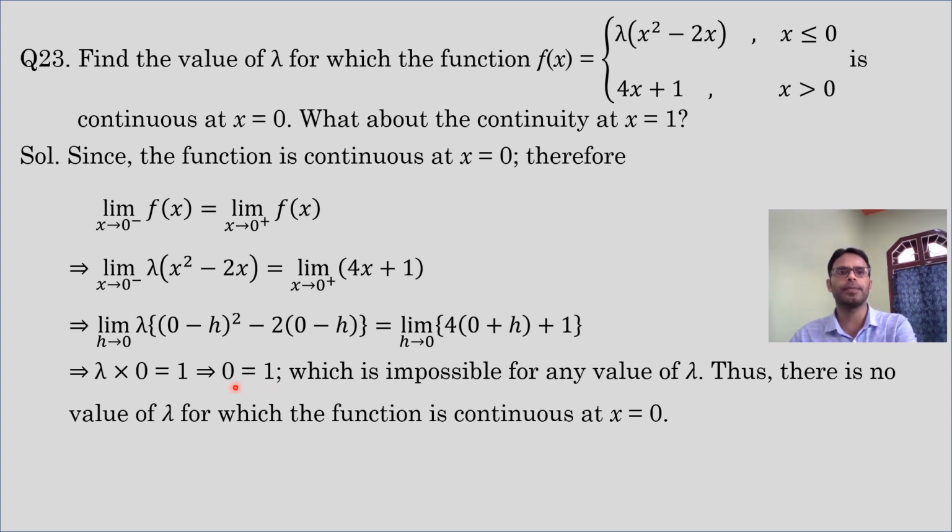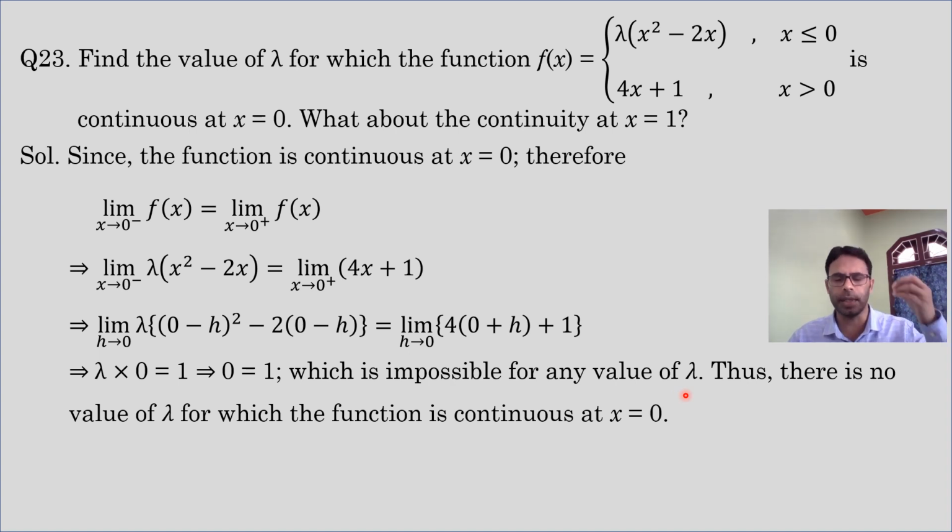Similarly, if you take lambda equal to 2, then the final line will be 2 into 0 is equal to 1, and then 0 is equal to 1. So whatever value you take for lambda, in all cases you will get 0 equal to 1, which is not possible in any case. That means there is no such value of lambda for which this line is correct. So that is why we are writing here, which is impossible for any value of lambda.